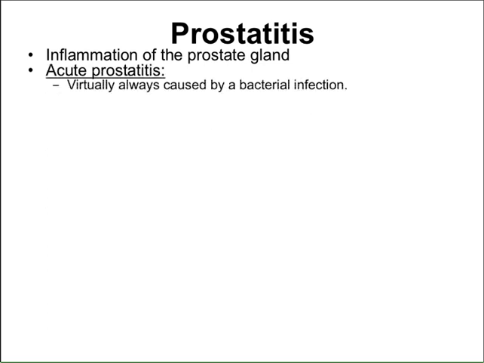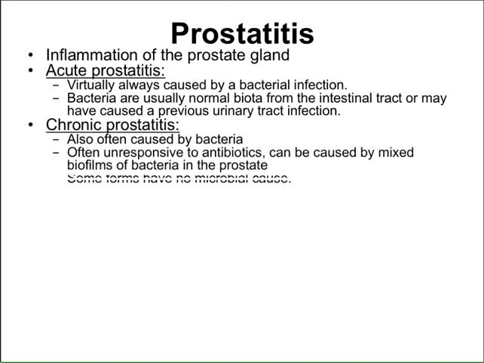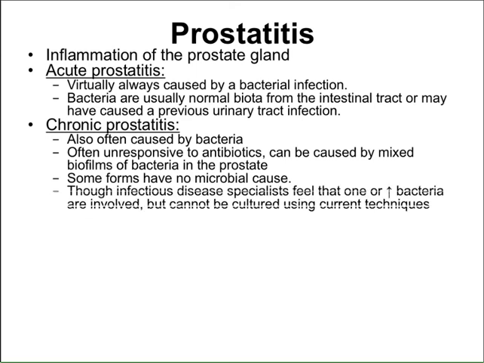The danger with prostatitis is that it can occlude the prostatic urethra, and then you're unable to urinate, and the urine can back up into the kidney and can adversely affect kidney function. Acute prostatitis is generally from bacterial infection. The bacterial or normal biota in the intestinal tract that may have caused a previous UTI.